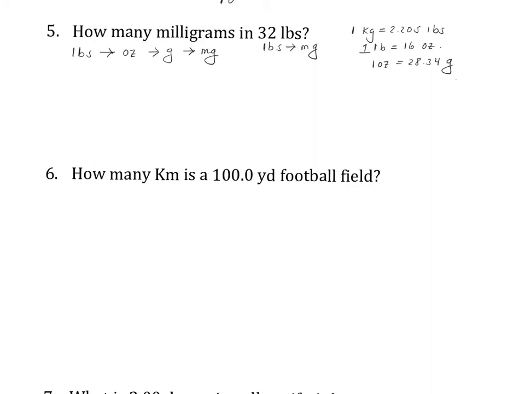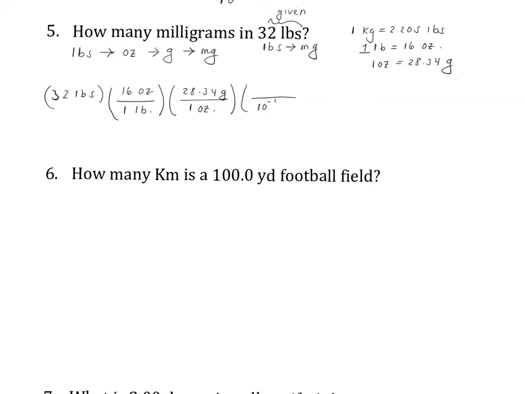So we start off with what's given, always. We have 32 pounds. And now we want to go from pounds to ounces. So how do we go from pounds to ounces? We know that for every 1 pound, there's 16 ounces. And now we want to go from ounces to grams. For every 1 ounce, we have 28.34 grams. And then we want to go from grams to milligrams.